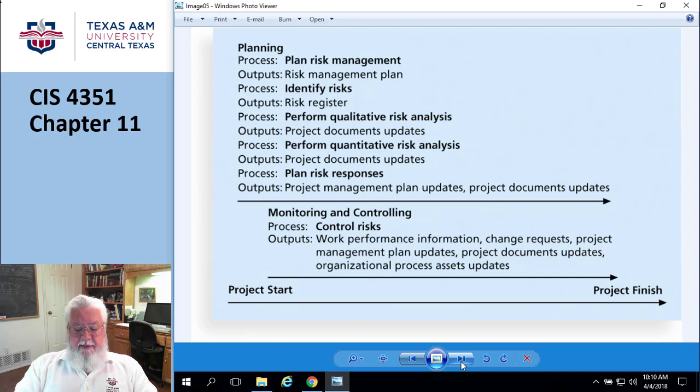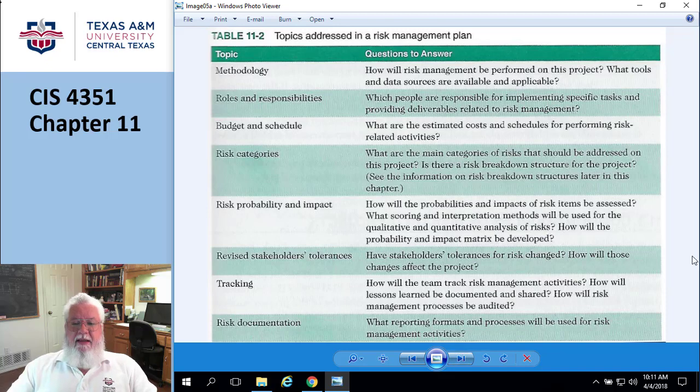Okay, so at the beginning on page 433 is the planning part. So I'm supposed to be producing a risk management plan. Okay, so the risk management plan basically has this kind of stuff in it. Here's what your management plan should include. How will the risk management be performed? What tools are you going to use? What are the roles and responsibilities? Are you going to have somebody responsible for specific tasks? The budget and the schedule, and not the budget and the schedule for the project, the budget and schedule for doing risk management. Okay. Risk categories.